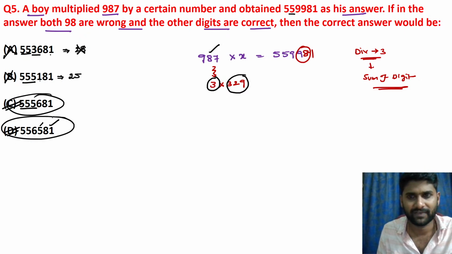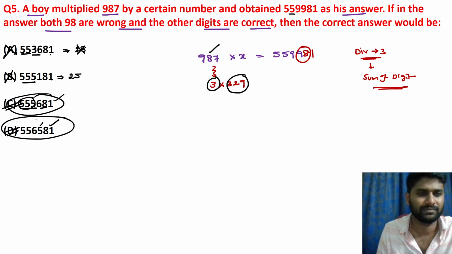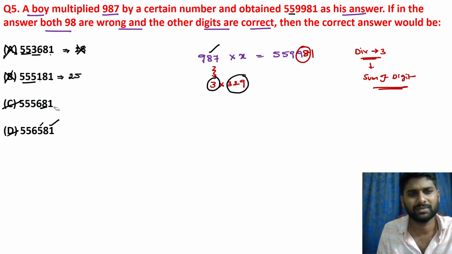We require 555,981. So we require 555 is 15. Okay. So we required 1. So 6 plus 8 is equal to 14 and 15. There is something wrong in the option, but this is the procedure. Just go through the ones.